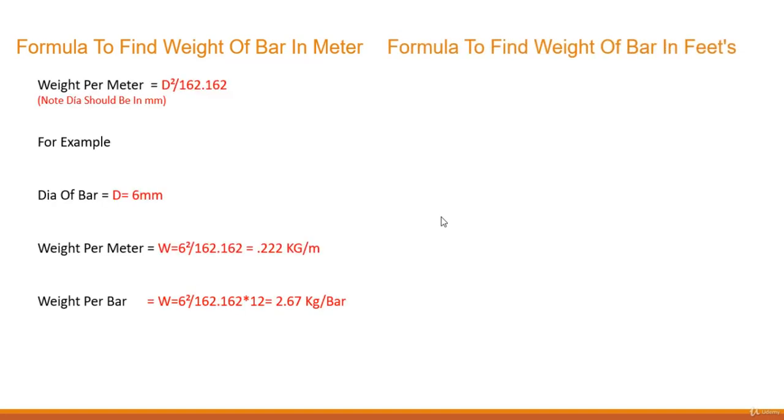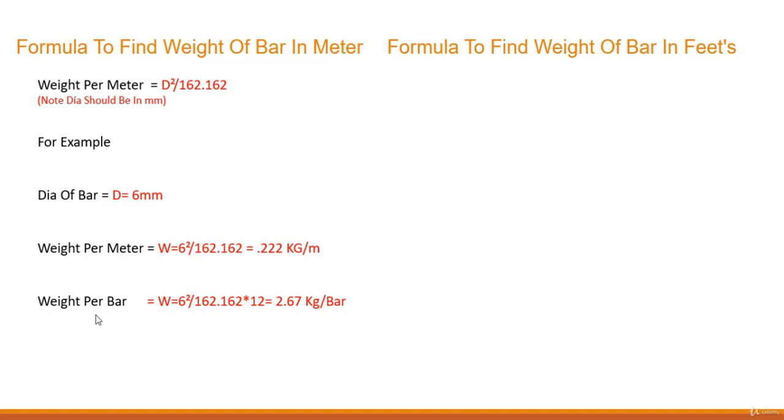In meter, the weight per meter will be equal to d square divided by 162.162. This is the formula, and the dia should be in millimeter. For example, we have a dia bar of 6 millimeter and we want to find the weight per meter. In this case, we put W is equal to 6 square, that is D square, divided by 162.162, and that will be equal to 0.22 kg per meter.